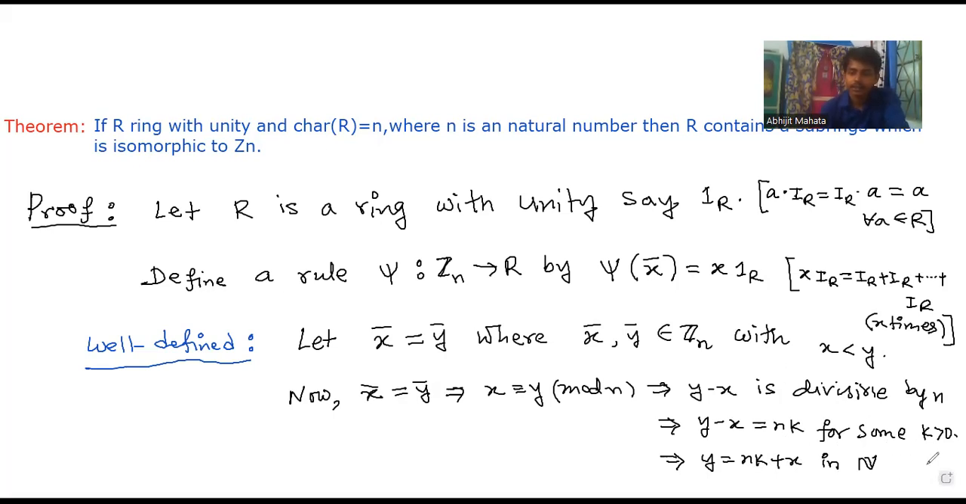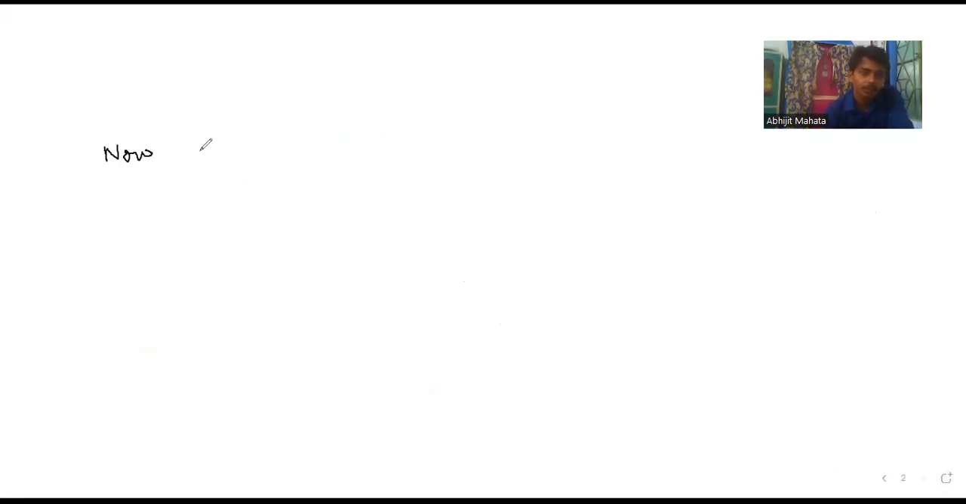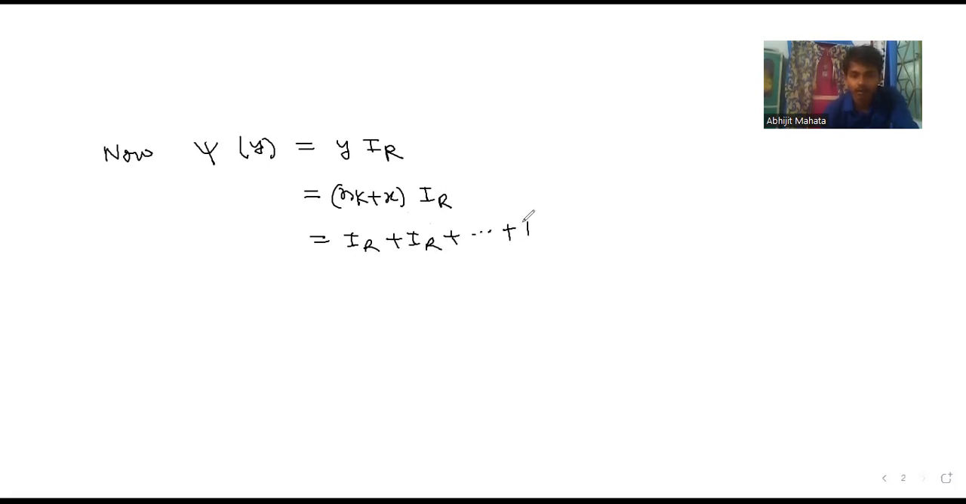Now let's calculate psi of y. What will it be? It will be y times 1_R, which means we are taking y times the identity 1_R. Now see what y means. If you go back to the previous page, it is nk plus x. So (nk plus x) times 1_R means we are taking the sum 1_R plus 1_R plus dot dot dot plus 1_R, nk plus x times. Now we can separate this sum into two parts, nk times and x times. So how does it look then?